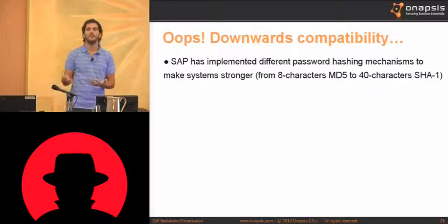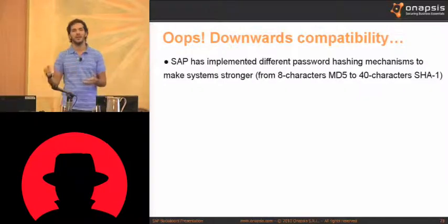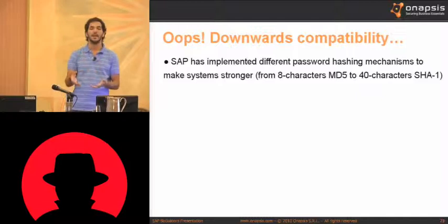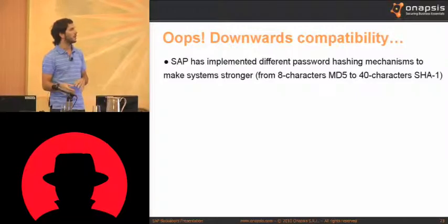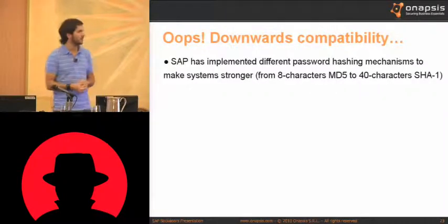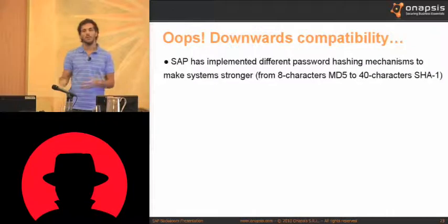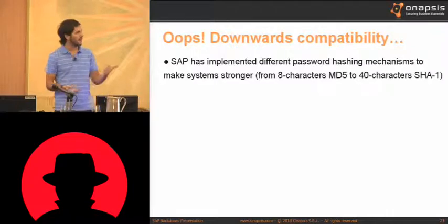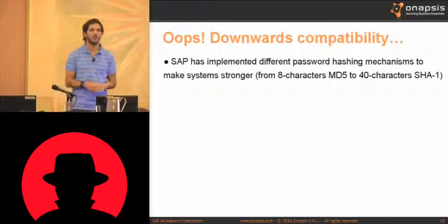Over a long history, SAP has implemented several password hashing mechanisms. They started with a really weak, 8 characters long, case-insensitive MD5 password hashing mechanism. And now the most modern versions are running a 40-character long, case-sensitive one based on SHA-1. So it's much stronger.